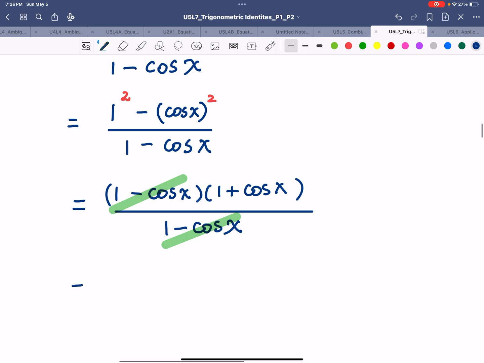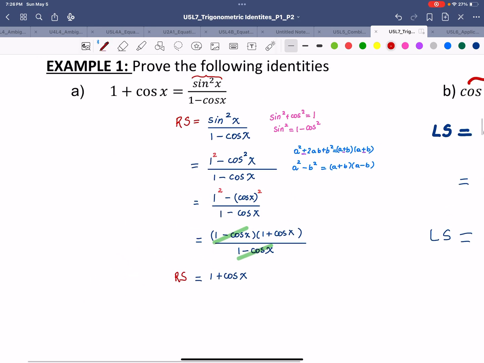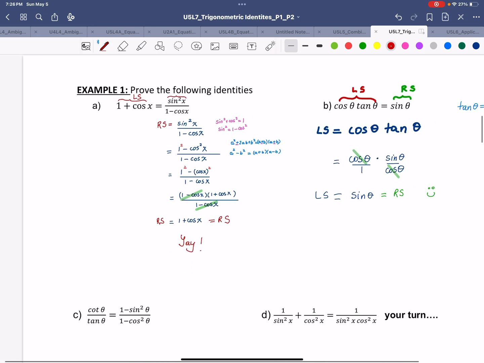And the right side of this identity now becomes 1 plus cosine of x, or the right side becomes the same as the left side. So we're going to write that down here, and we'll celebrate it with a yay. Okay, so let's do another one.